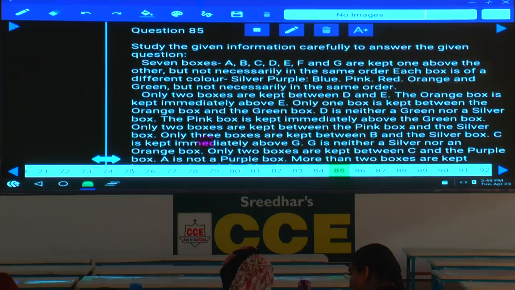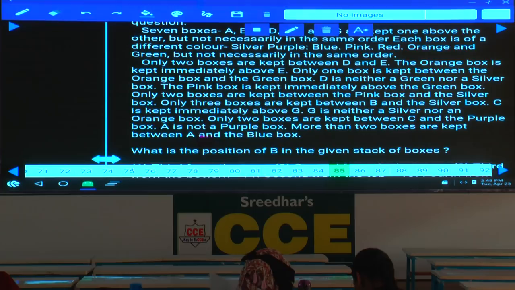Now these seven boxes are painted with seven different colors. Now we need to identify which box is placed at which place and what is the color of that box. Then condition number 1. Now if you observe here, in none of the information, definite information is given.